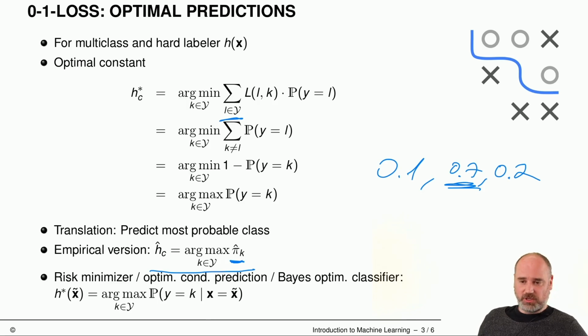And you can also do this conditionally. This is what we actually call the risk minimizer or the Bayes optimal classifier, and that would be, at any point x tilde, you are predicting the most probable class again, but now with respect to the conditional distribution of Y being k, given that we are at point x.